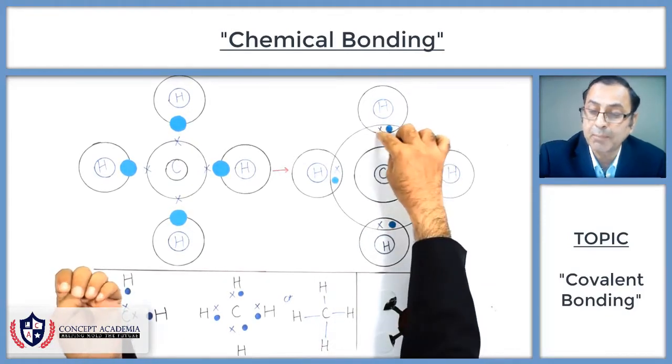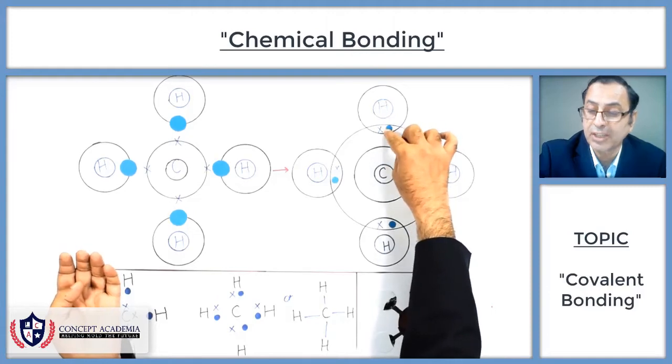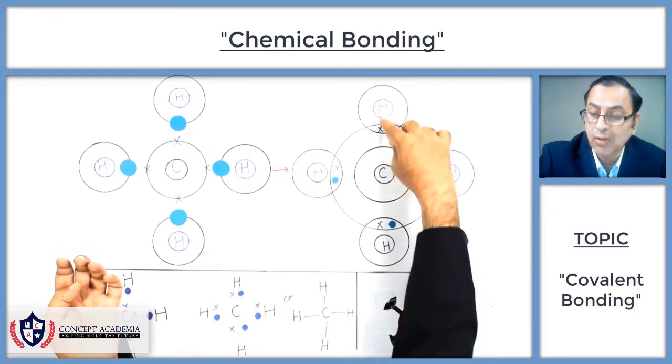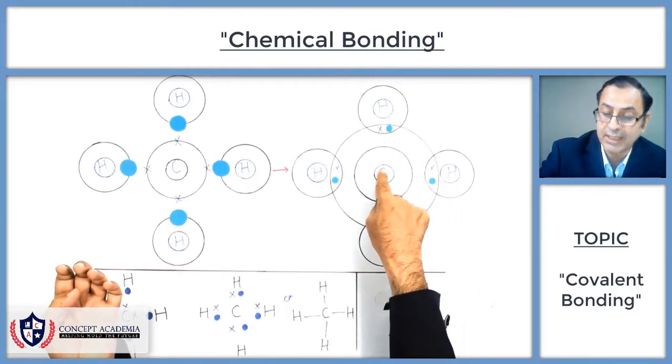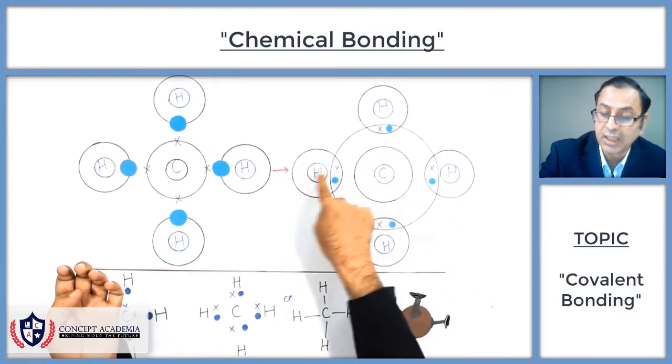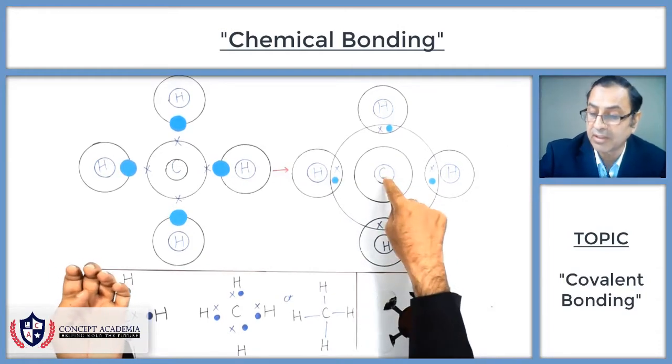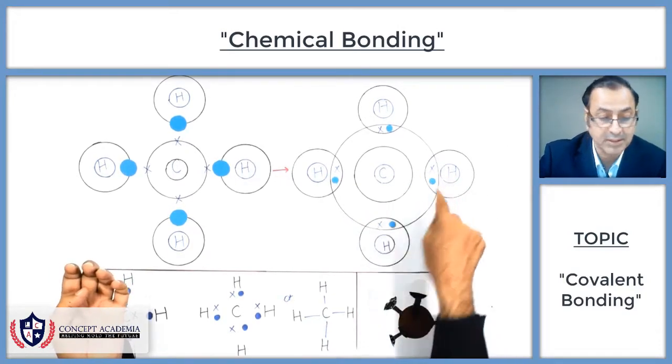So there is 1 pair of electrons. 1 pair of electrons means a single covalent bond. So that is a single covalent bond between carbon and hydrogen. That is another single covalent bond between carbon and hydrogen. This is a 3rd single covalent bond. This is a 4th single covalent bond.